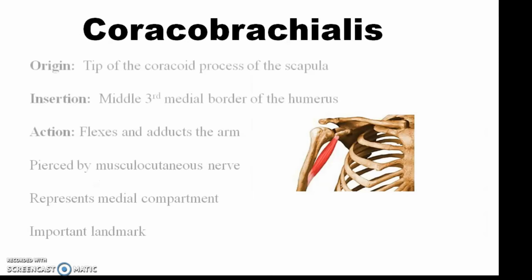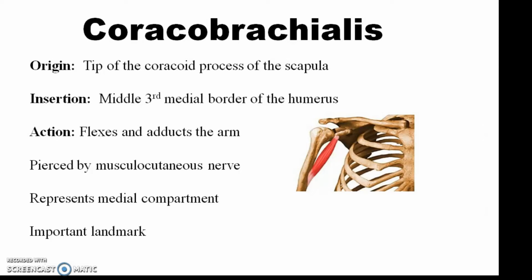Talking about coracobrachialis, the name itself indicates it is taking origin from the coracoid process of scapula, that is from the tip of the coracoid process of scapula, and inserting in the middle third of the medial border of the humerus. Here you can make out clearly, this is the humerus, middle 1/3. So it is taking origin from the coracoid process and then getting inserted into the brachium region. So we are calling this the coracobrachialis muscle. The action of this muscle is to flex and adduct the arm.